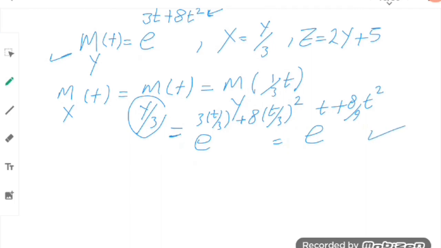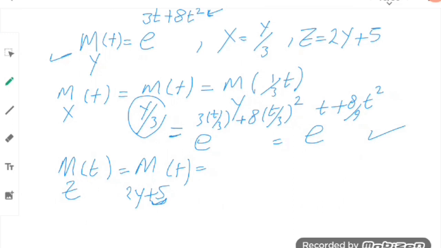Now move to find the moment of the variable Z, which is the moment of 2Y plus 5 of t. Remember, if we have a constant that is not multiplied by Y, it shows up out of the moment formula, but it will be raised to 5, the same constant here, times t. So e to the power 5t. Let's try to write it again. e to the power 5t, multiplied by the moment of Y, but t multiplied by the constant that is multiplied by Y here. So t will be multiplied by 2.